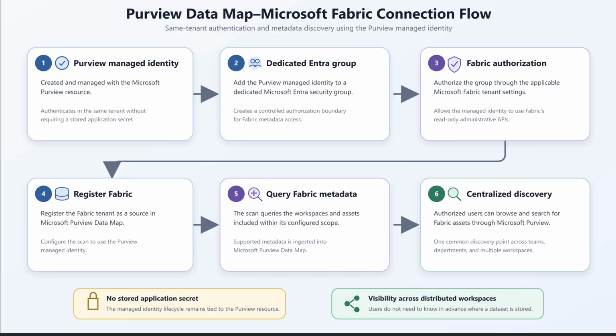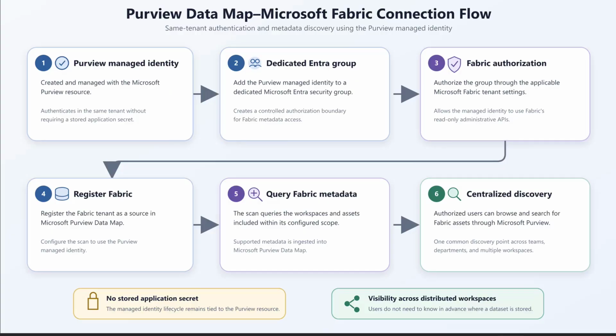By default, it just takes everything in Fabric if you don't scope it to certain, for instance, workspaces, Lakehouses, those kind of things. And so supported metadata is ingested into the Microsoft Purview Data Map. Again, not the data itself, just the metadata. And that's where the centralized discovery comes in as a next step.